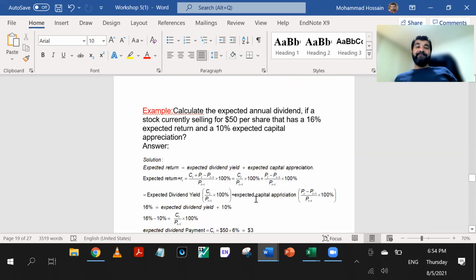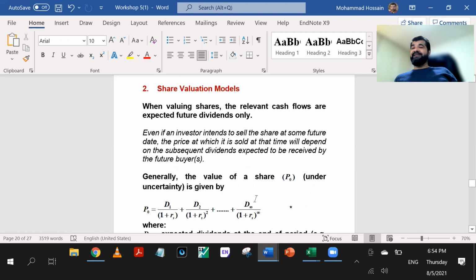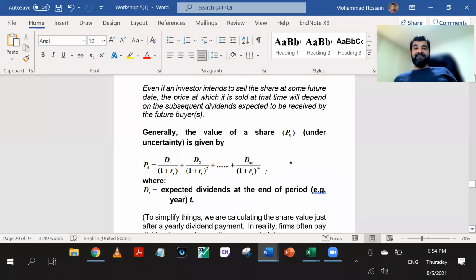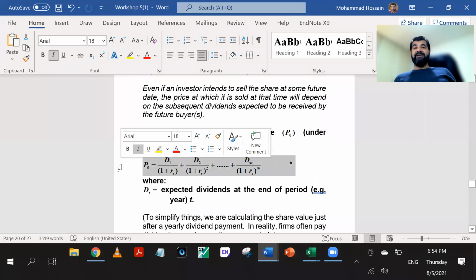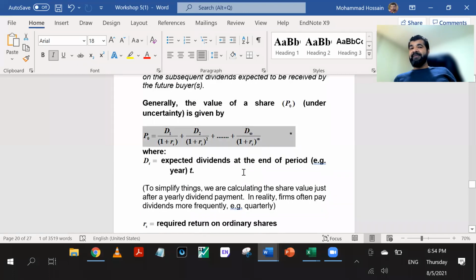And what we do is calculate the price of a share using the dividend discount model, DDM we call it. The share gives you a dividend every year, you are getting dividends all the time. Generally, the value of a share under uncertainty is given by this: the price of the share is the dividends.